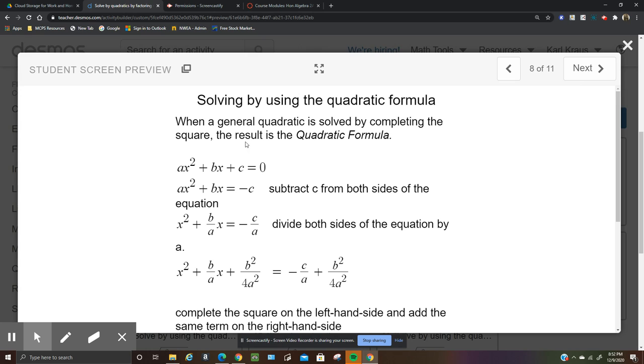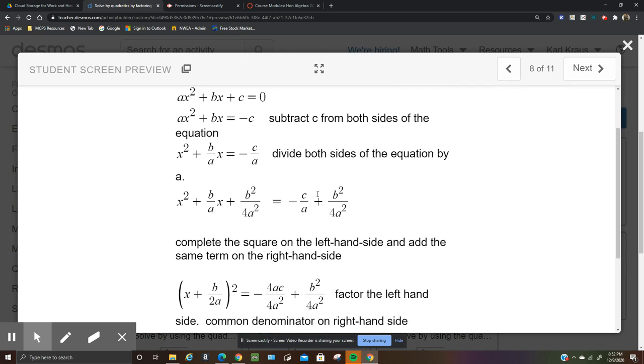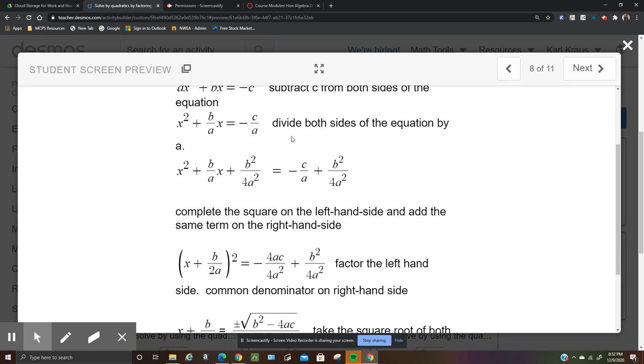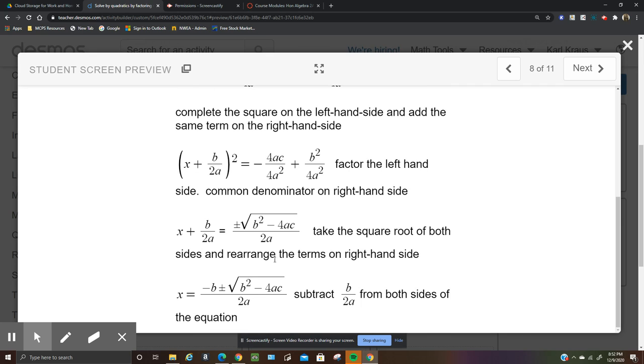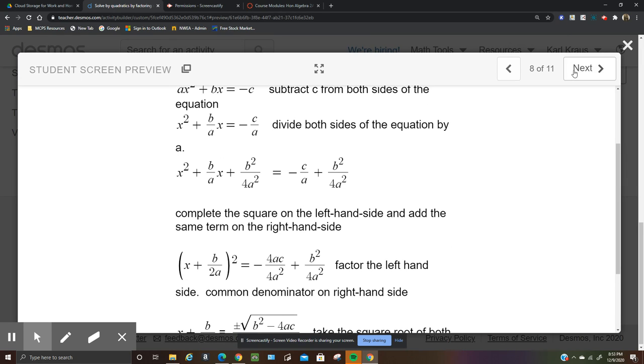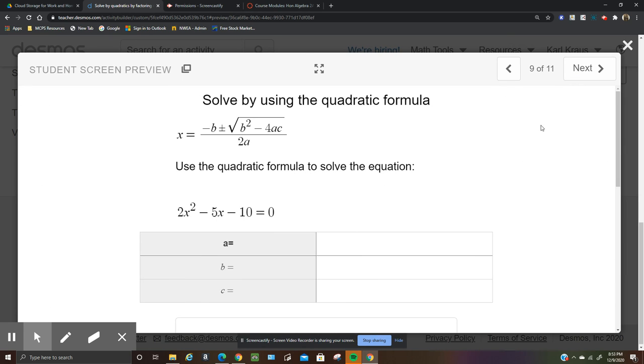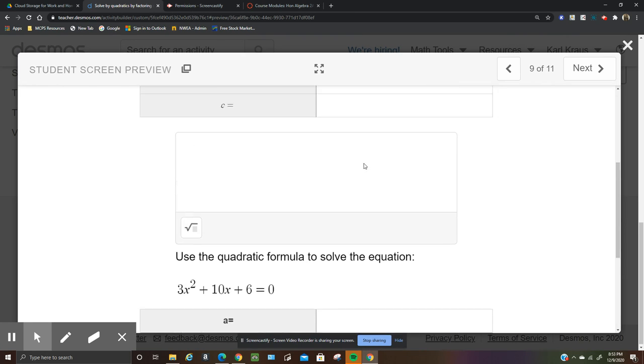All right, so you can derive the quadratic formula by completing the square. I'm not going to go through all the steps. You can look at these on your own. But you end up with this quadratic equation here: x equals -b plus or minus the square root of b squared minus 4ac, over 2a. So the rest of the problems on slides 9, 10, and 11, you're just going to use the quadratic formula to find the answer.